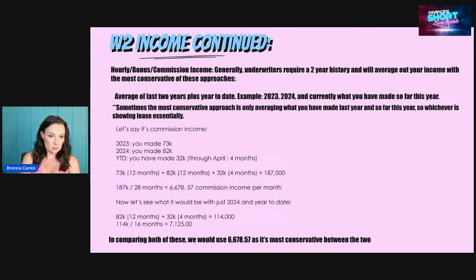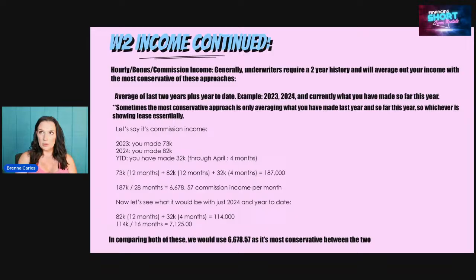$73,000 in 2023 for 12 months, $82,000 for 12 months in 2024. And year to date through April, you've made $32,000 for 4 months. It's $187,000. You add all those months together, what do you get? 28 months. So 187 divided by 28 months is an average of $6,678.57 in commission income per month. So that would be your income.